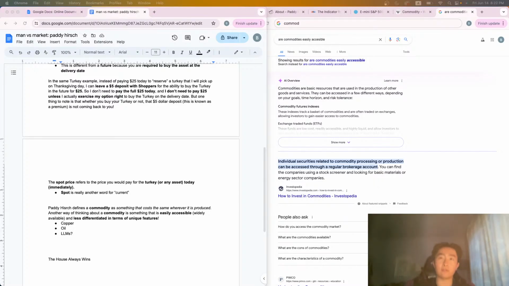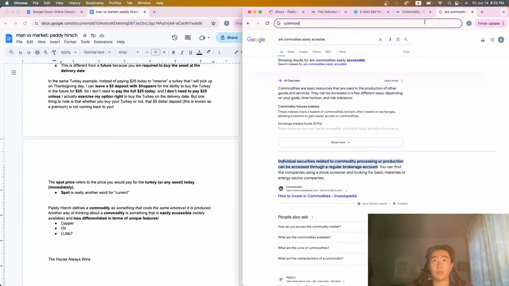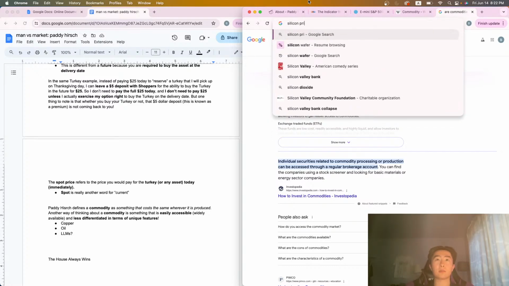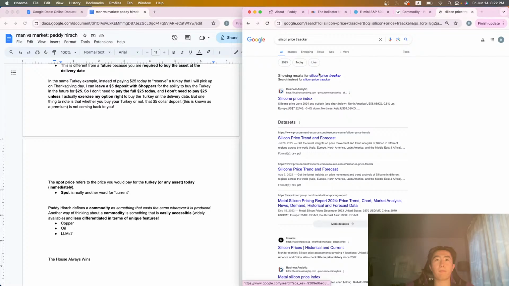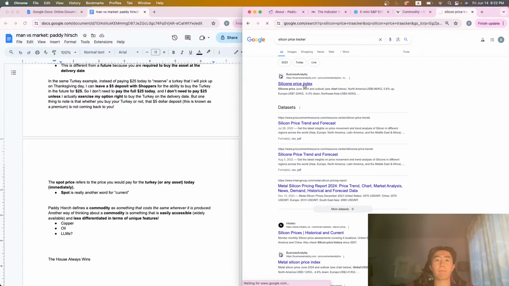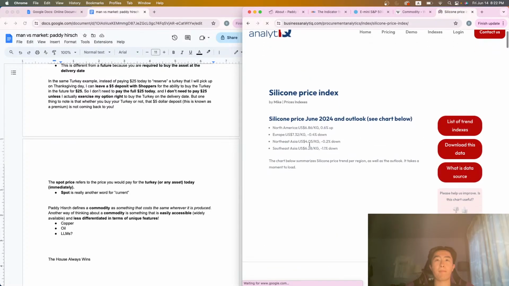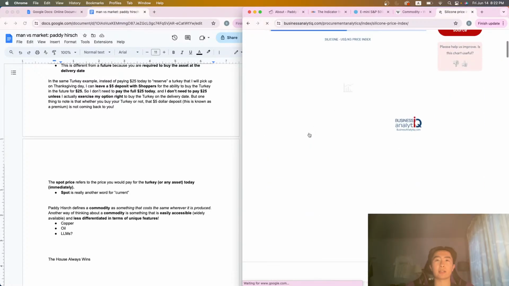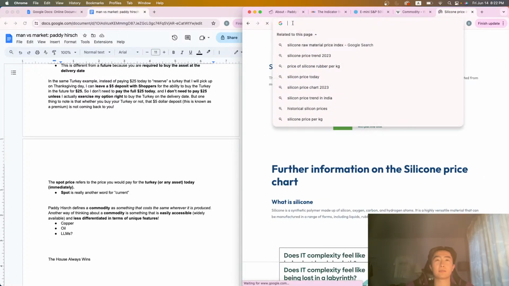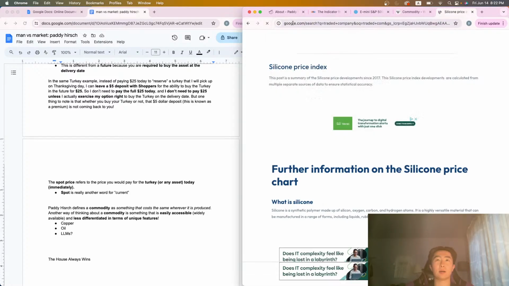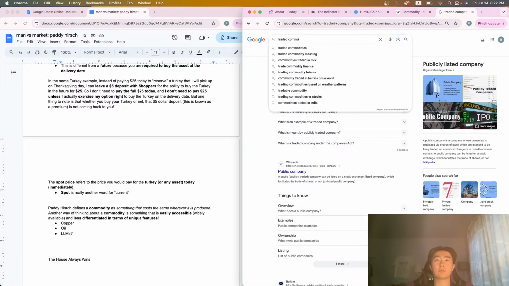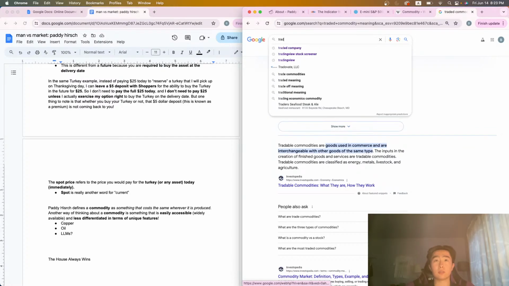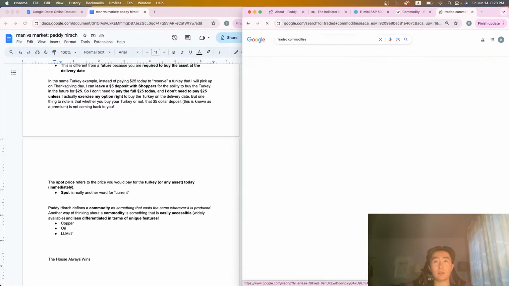So that's actually kind of interesting. I'm going to search silicon price tracker. Yeah, I don't know who actually tracks this though. Traded commodities. Oh. Let's see, traded commodities. Yeah, did not mean to do that.